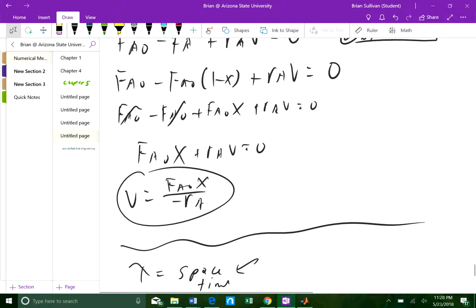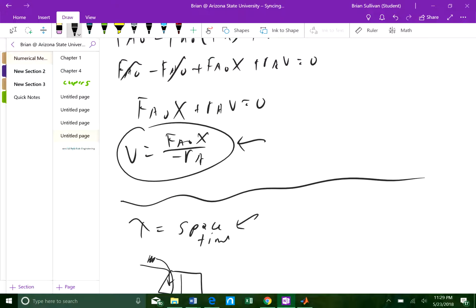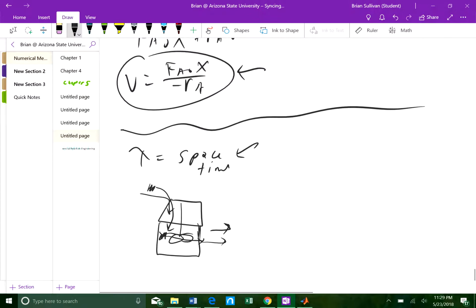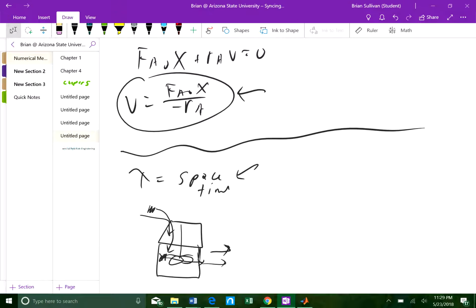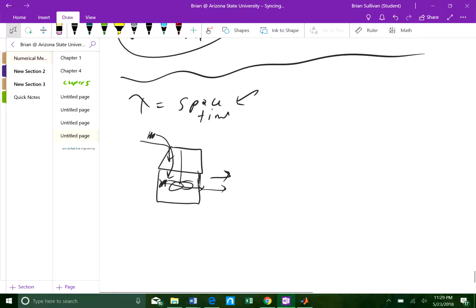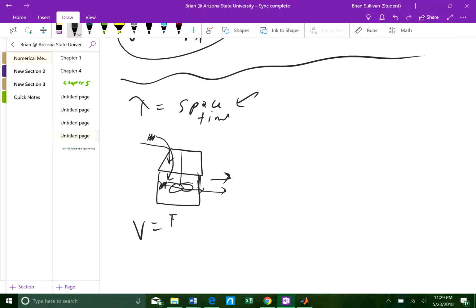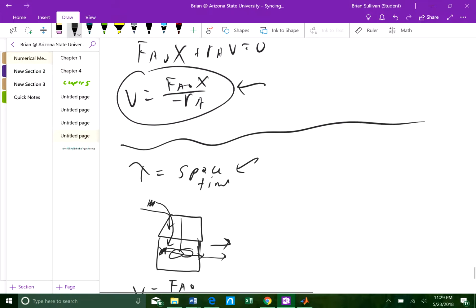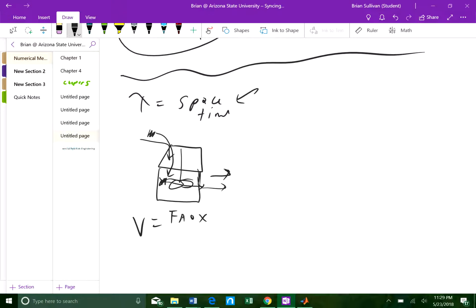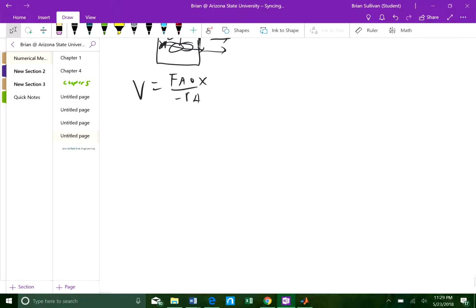So in the previous video we came up with this. It's a pretty simple derivation. For the sake of time, I will not derive it again, but it's in the previous video. Okay, so we had this, right? V equals FA0 X over negative rA. So we're going to make the time constant basically. So the volume is equal to initial concentration times the volumetric flow rate.